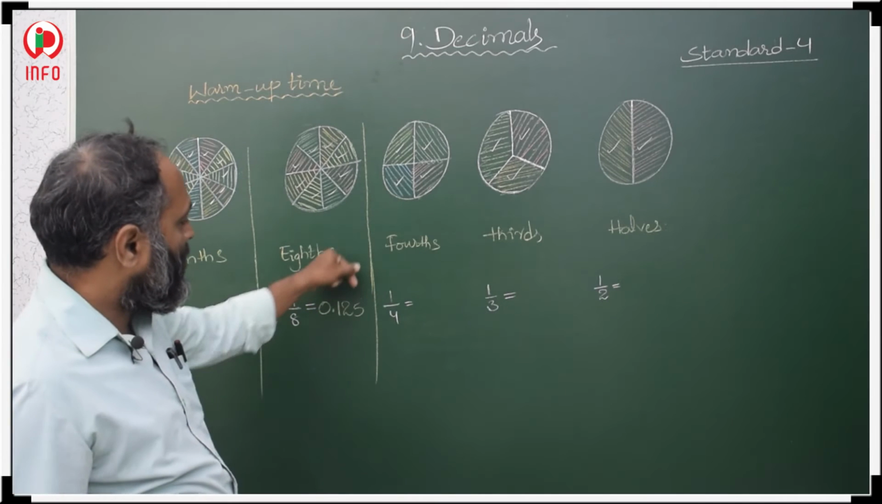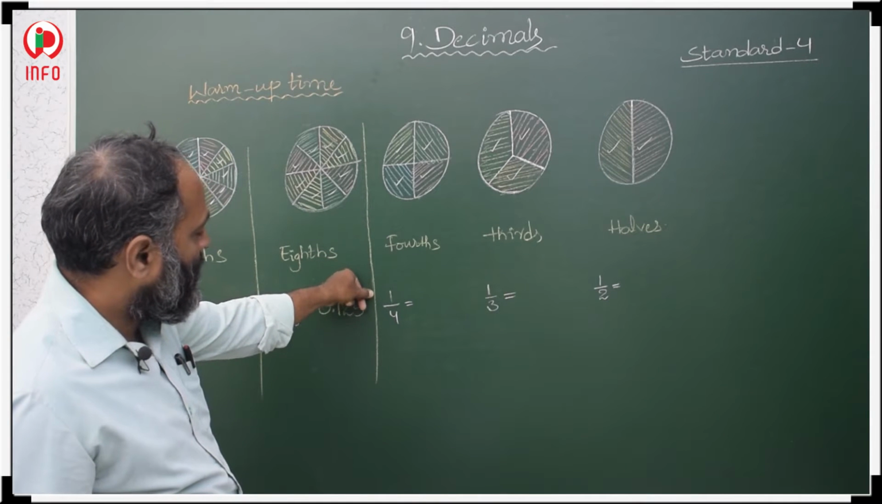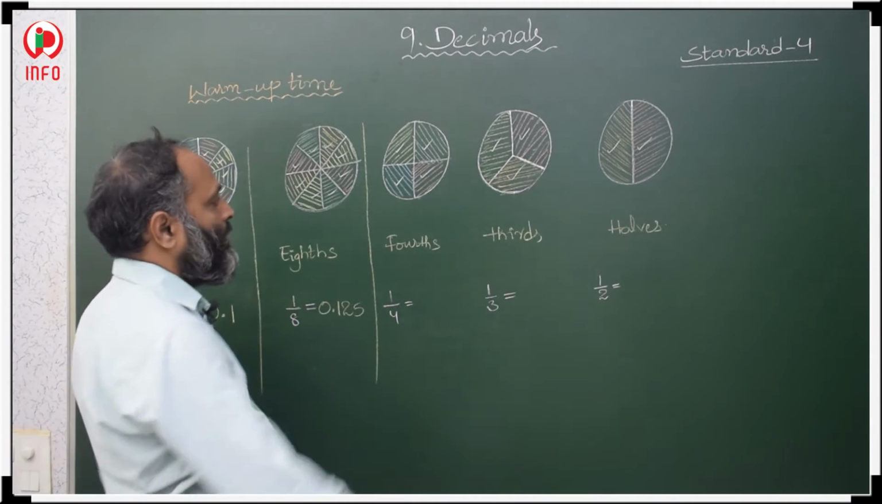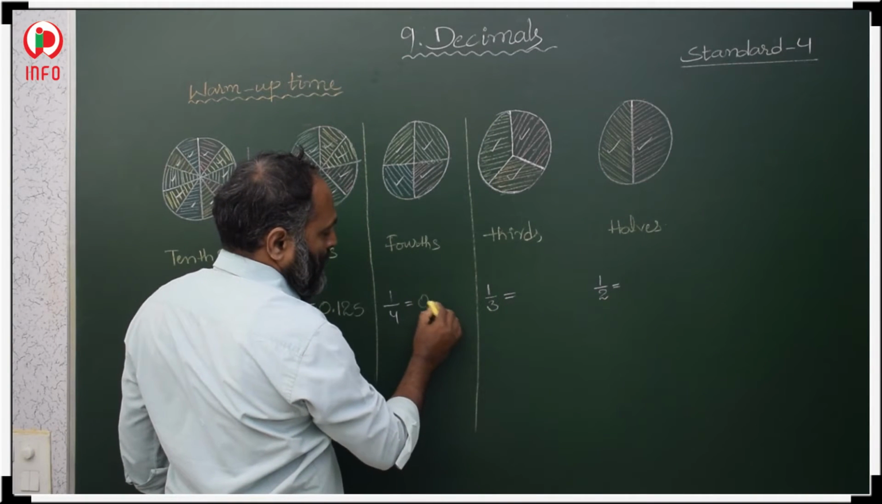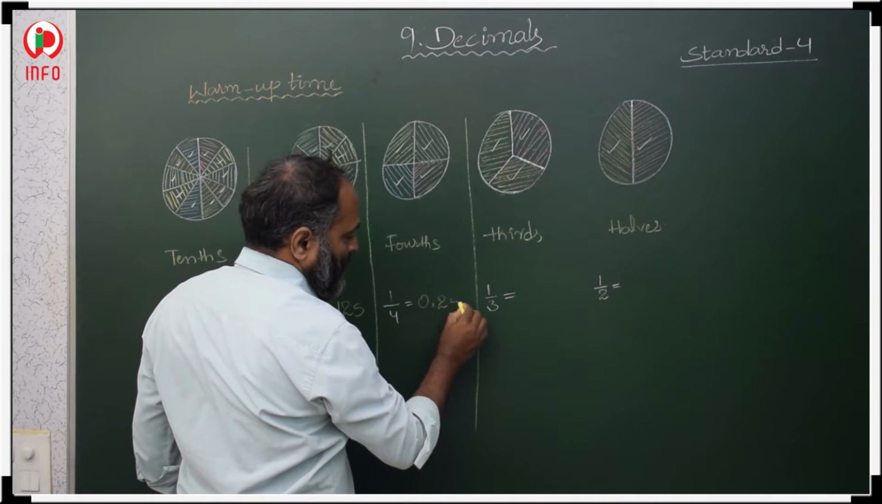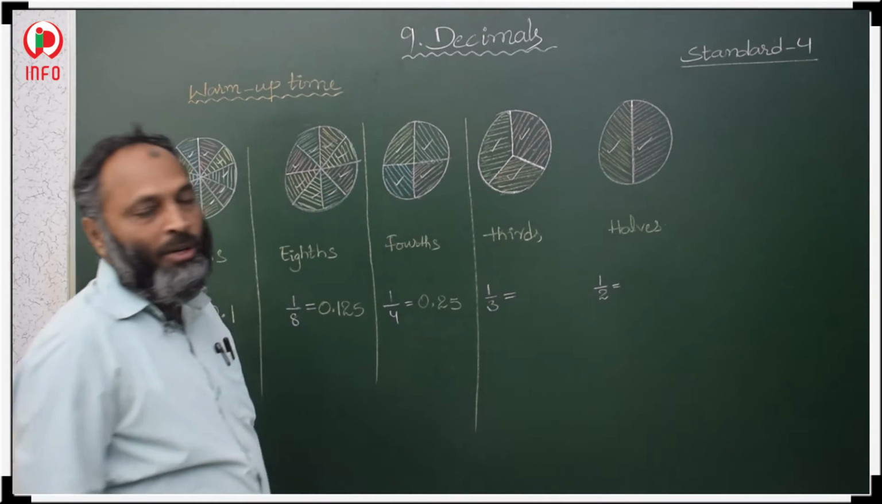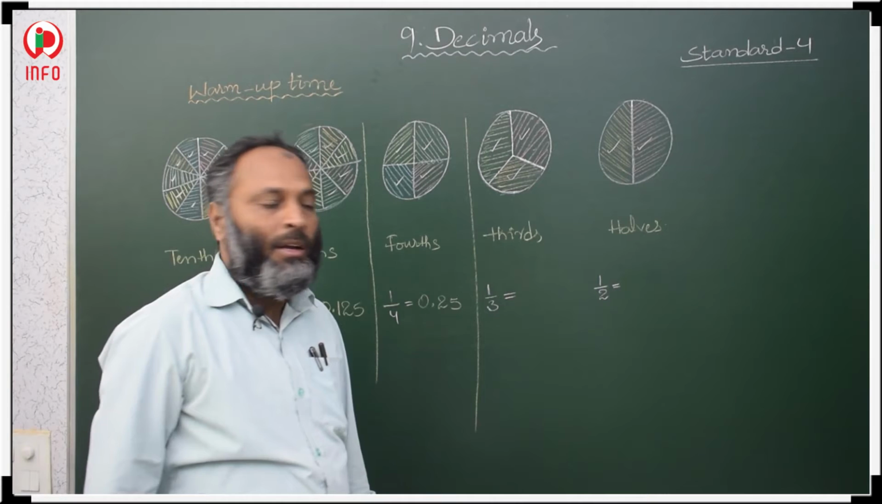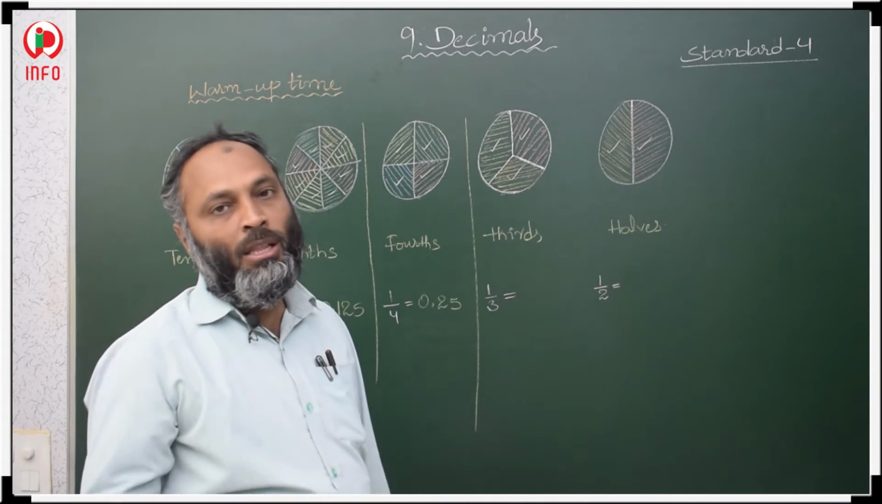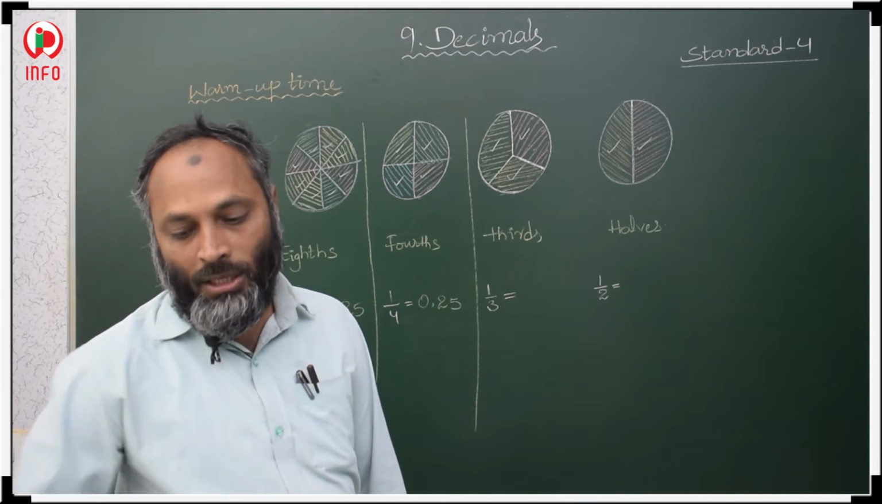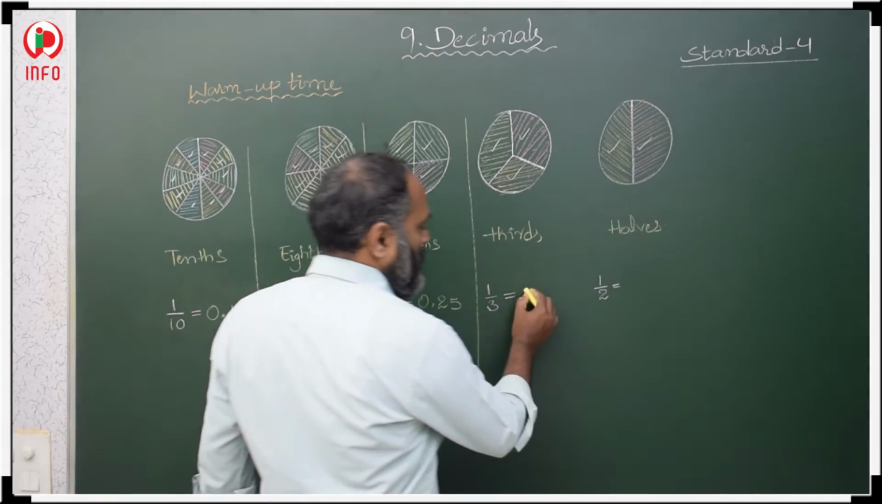Then 1 by 4. How much is this 1 by 4 value? 1 by 4 is nothing but 0.25. Then 1 by 3. 1 by 3 is how much? 0.3333, and so on.